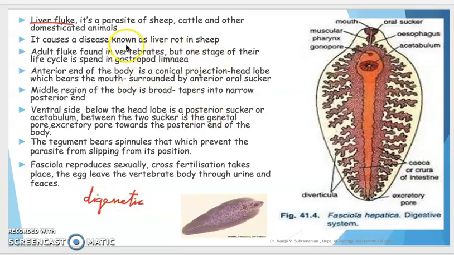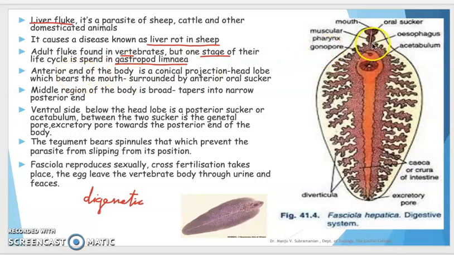Then these flukes cause liver rot in sheep. Liver rot is the term used for rotting of the liver. That is the disease caused by this parasite if the liver of the vertebrate is heavily infested. The adult fluke is found in the vertebrate, but one stage of the life cycle is spent in a gastropod, that is a freshwater snail, Limnaea.